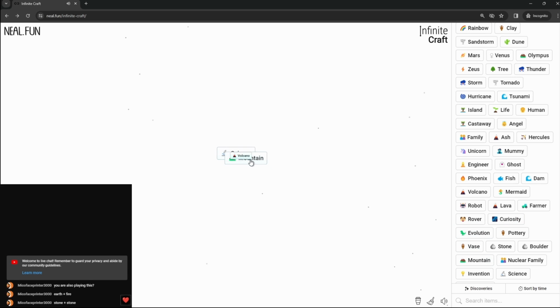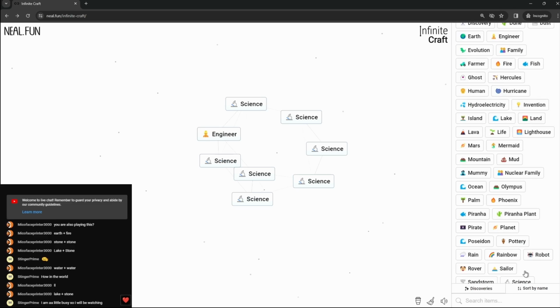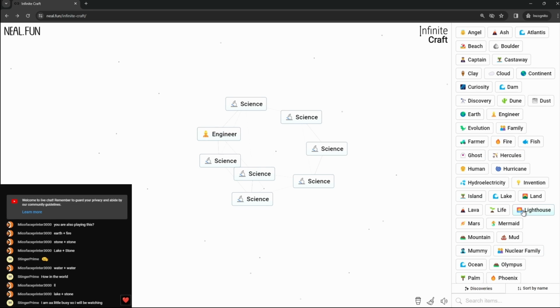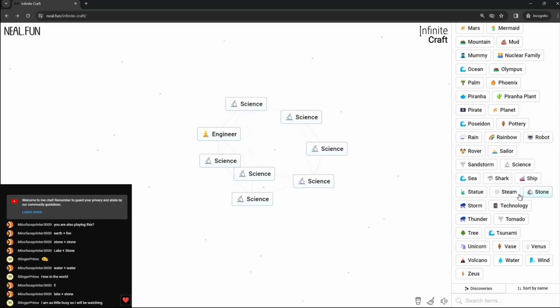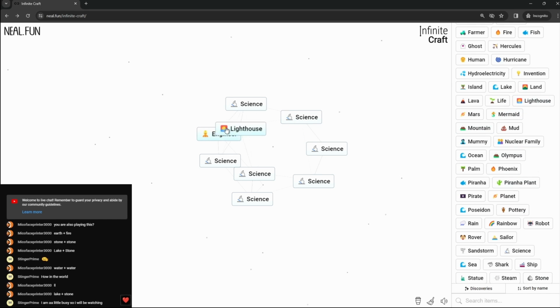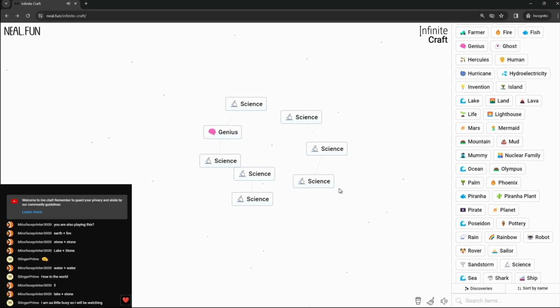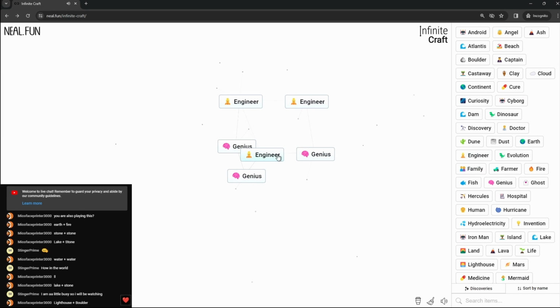What about science and mountain? Gives me volcano. Maybe engineer plus lighthouse or science plus lighthouse. Lighthouse is L, A, B, C, D, E, F, G, H, J, K, L, M, N, O, P, E. Oh, let's see. Lighthouse. Genius! This can do wonders. I feel like this is the correct path. I have discovery.